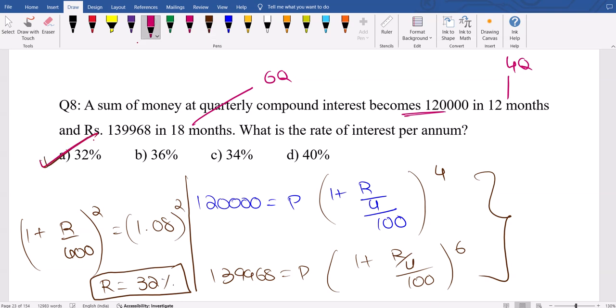Some people argue, sir, keep R only here. Then you will get R value 8. That is for quarterly, 8% for quarterly. Annually means 8 into 4, 32. Either you change here or there. Whatever R you got is 8%, that is for quarterly. If you want it annually, multiply by 4. That you need to understand. Clear? 32 is the answer.